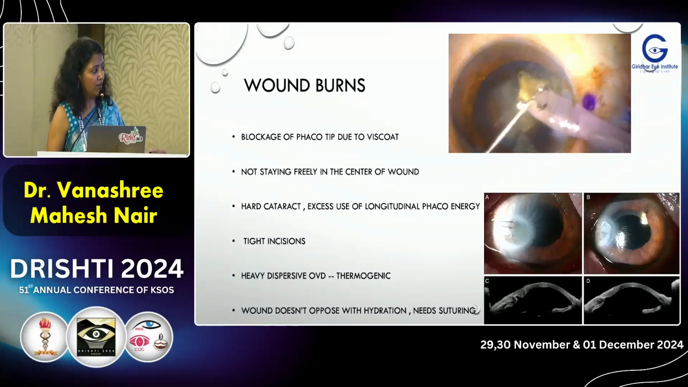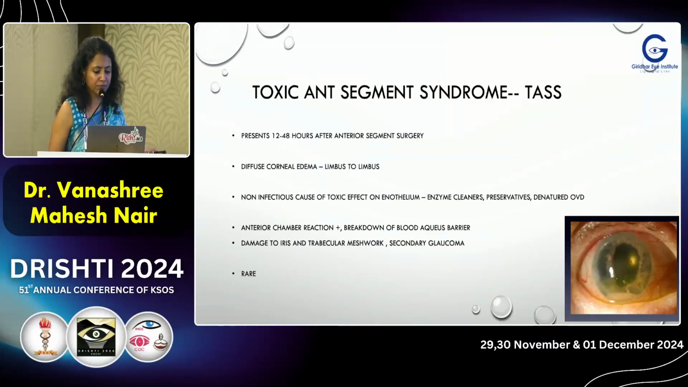Also, when there is a hard cataract, we tend to use a lot of Viscoat or dispersive OVD. It has a thermogenic effect. Also, it can clog your phaco probe, and that leads to wound burns.